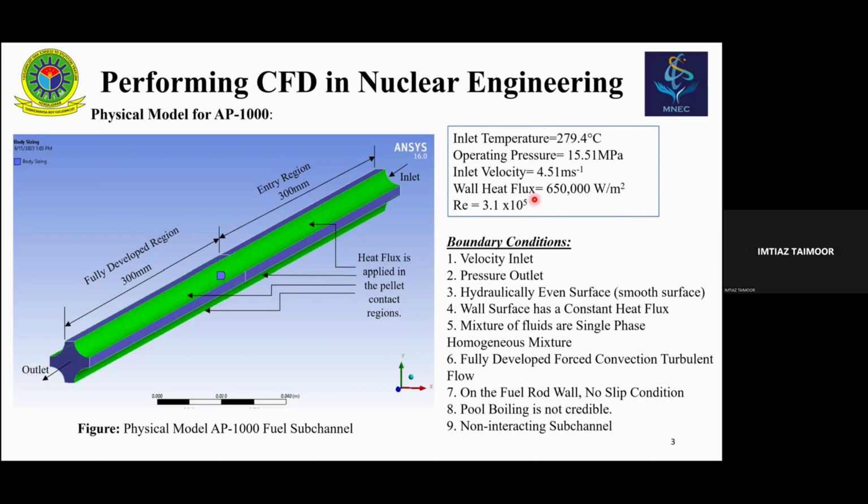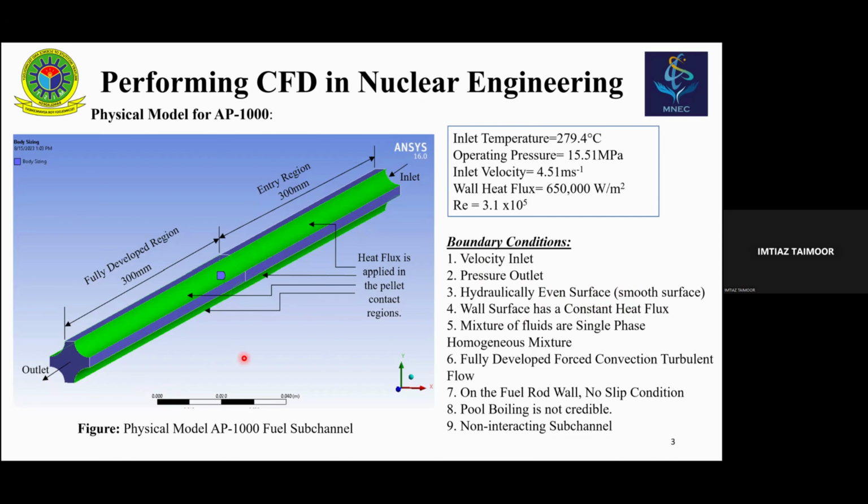So the first one is the velocity inlet. This is a very popular term, the velocity inlet and the pressure outlet. So you have to specify the velocity of the fluid that is entering into your computational domain, and also you have to specify the pressure of the fluid or the flow that is coming out from your computational domain. Then hydraulically even surface, that means a smooth surface.